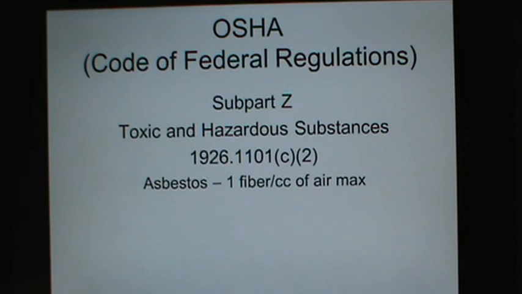Okay, we're going to be in subpart Z, toxic and hazardous substances. This will be the last chapter that we take a look at. The main thing they talk about in here is asbestos, asbestos-containing materials. So we're going to be in 1101 C2. See if you can find 1101 C2, probably on the second page of subpart Z.